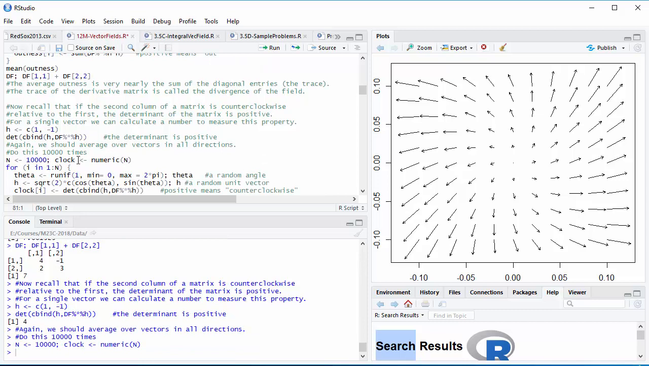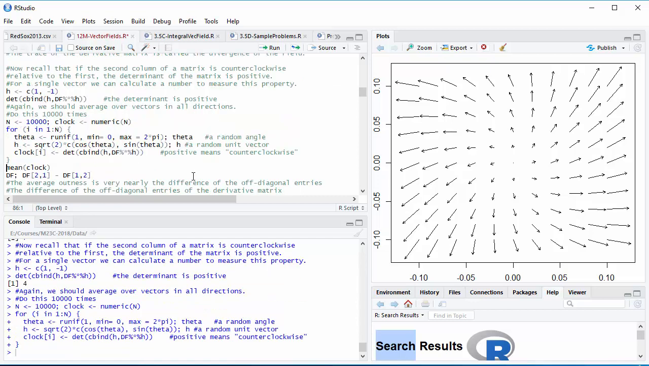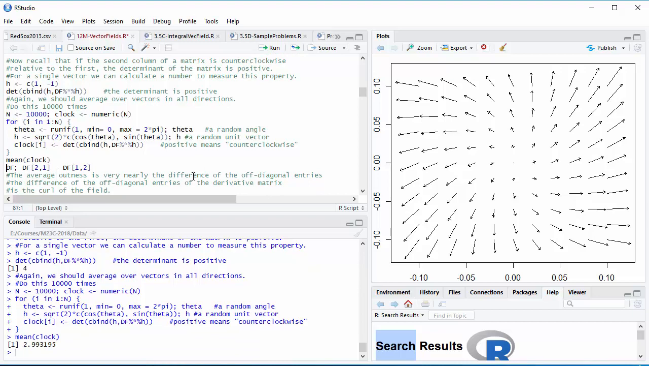So the numeric vector clock is going to hold a number that should be positive if the effect of dx is to rotate the increment vector counterclockwise, negative if the effect is to rotate it clockwise. And as before, I generate a random angle. I use the cosine and sine of that angle to get a random unit vector whose length is equal to the square root of 2. And then I take the determinant of the matrix whose columns are the increment and df acting on that increment. What happened? Well, I took the average of that and got something very close to 3.